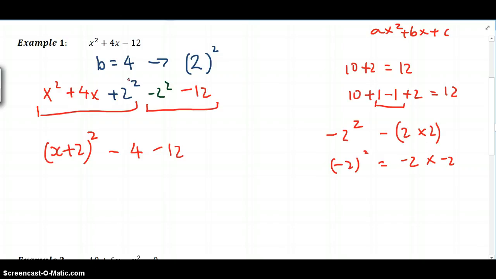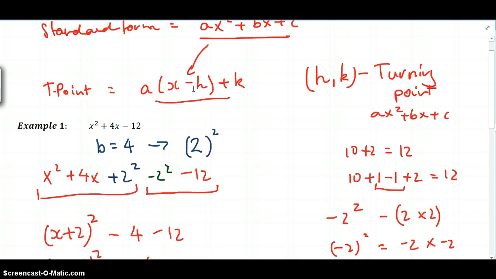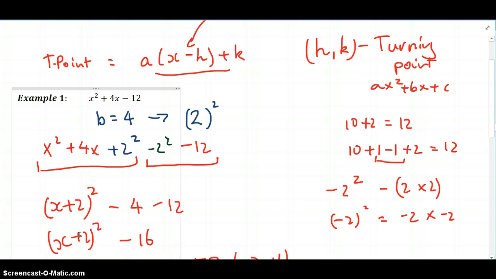So what we end up getting from here is that this becomes x plus 2 squared minus 16. And that is how you complete the square. That is how you get it into turning point form. So our turning point for this equation is just minus 2, minus 16. Minus 2, minus 16. Because what we came up with was a plus 2, and remember the standard form was minus. So we have to switch the sign of whatever's inside the h brackets. So yeah.